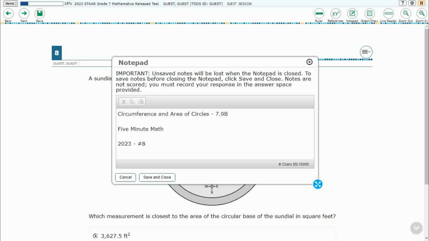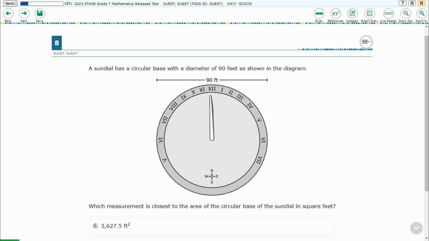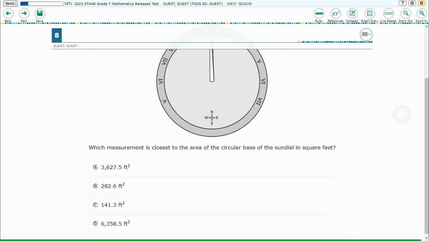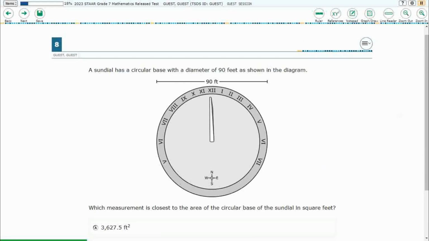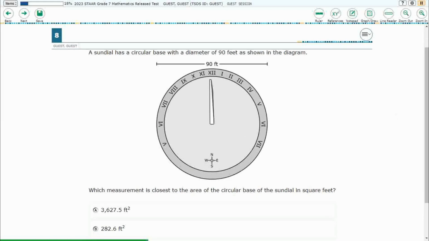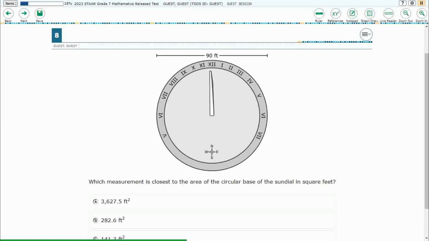Today we are looking at the 7th grade concept of circumference and area of circles. This is standard 7.9b in the great state of Texas, and we are using item number 8 of the 2023 released STAAR test. If you haven't done so already, please go ahead and take a moment to pause the video, work this problem out on your own, unpause it, and we will look at our answers together.